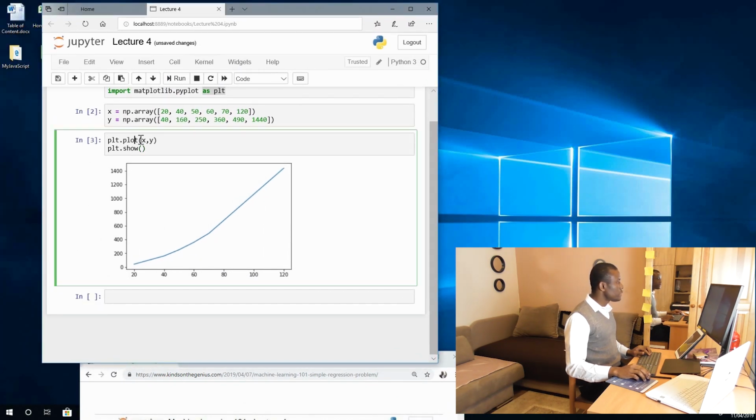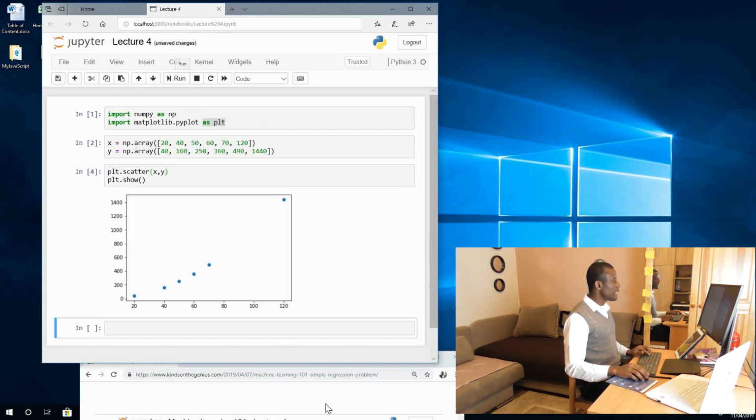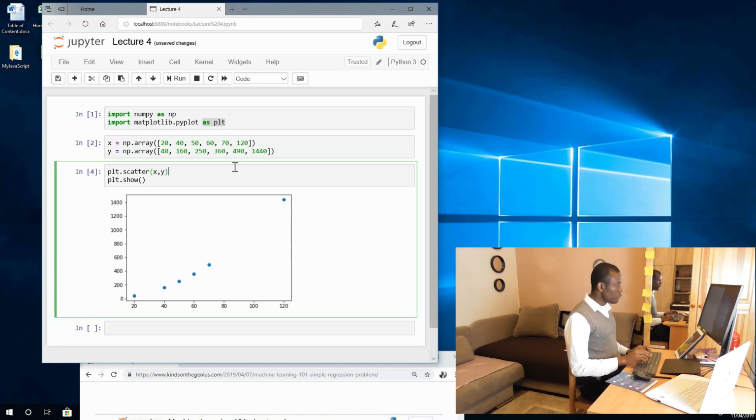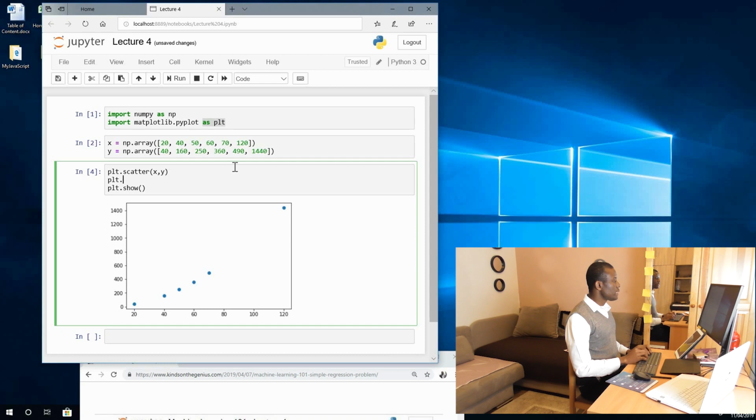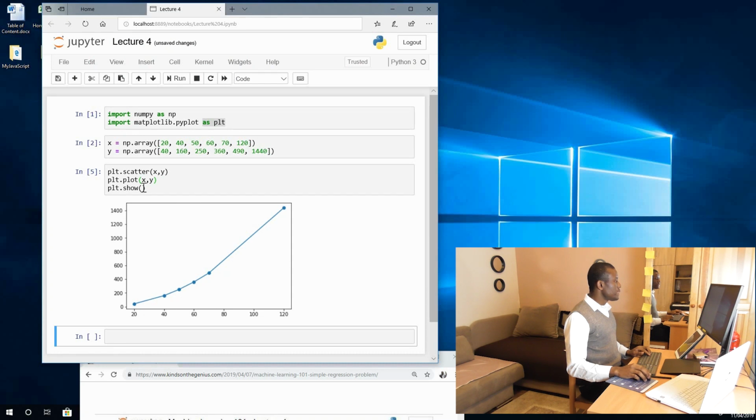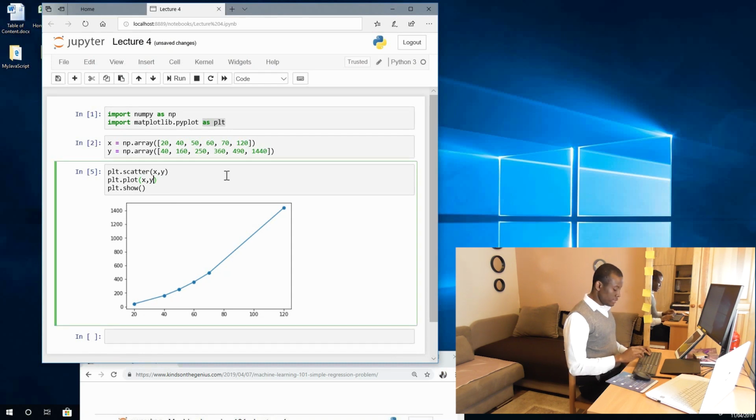So again, let me just teach you one more thing. You can also say plt.scatter, and that will give you a different kind of plot, right? Good. So you can actually do the two at the same time: plot x, y. All right. So let's change the color of the line at this point. Just say color equals red.